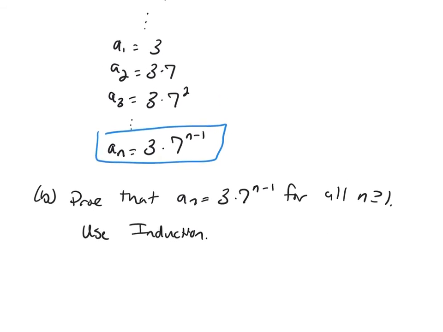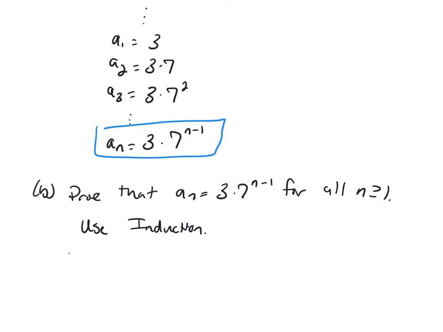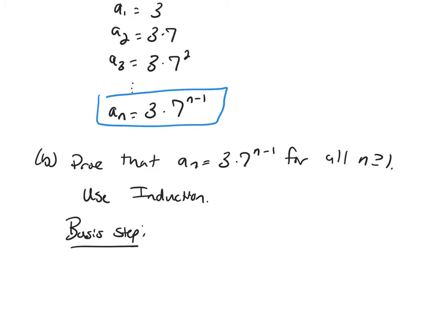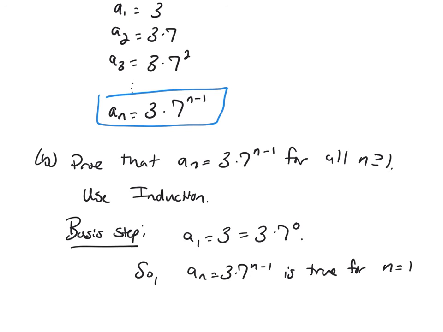Okay, so let's do our basis step for the induction. The initial value is n equals 1. So A1, we know A1 is 3, and that's the same thing you get from plugging in n equals 1 into the formula 3 times 7 to the n minus 1. So this means our formula is true for n equals 1.